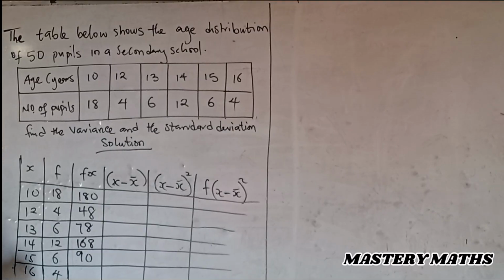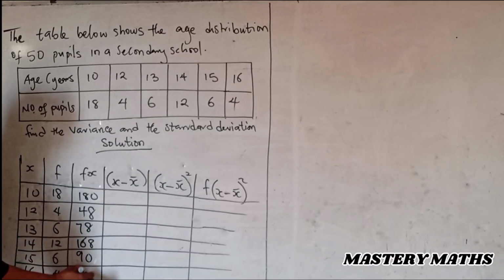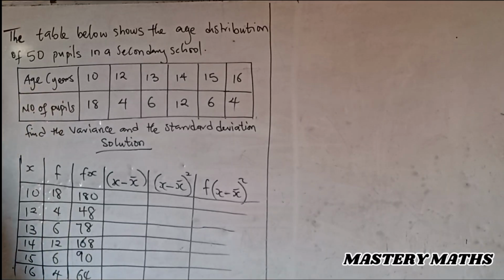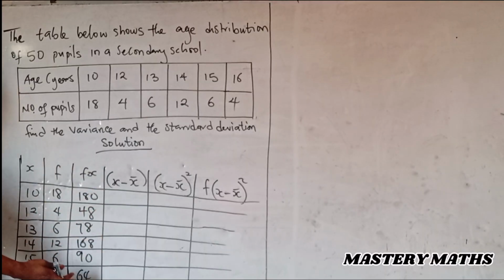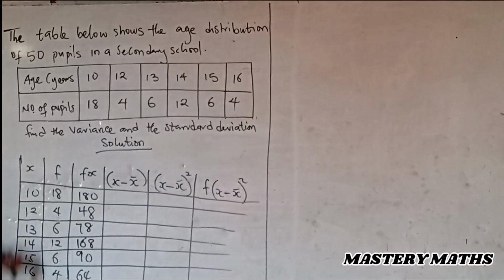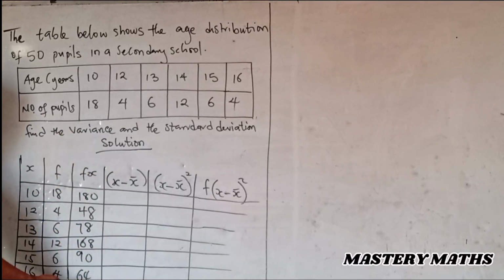Then you have 16 times 4, which is the last one, giving us 64. Now, if you watch, we've gotten the Fx. How did we get this Fx? We used the given value, which is the age of the children, to multiply the frequency, the number of pupils, giving us the Fx.